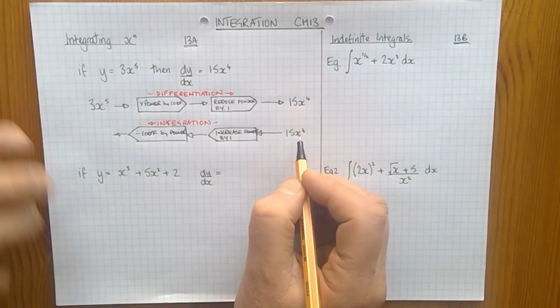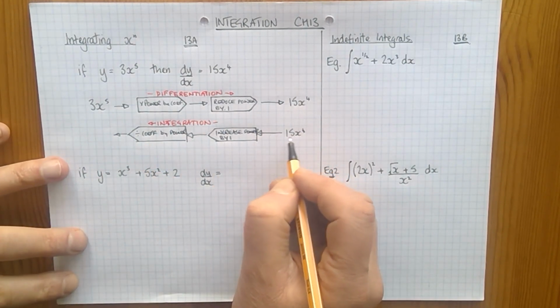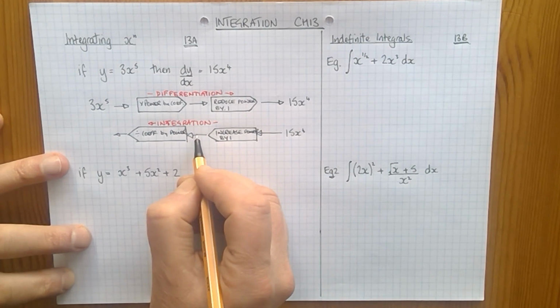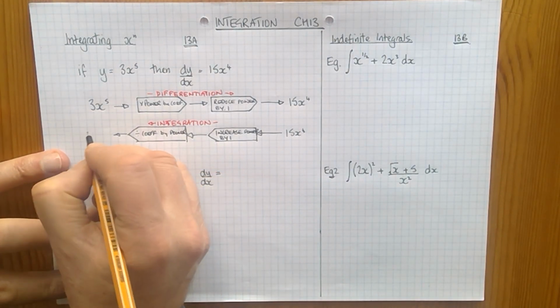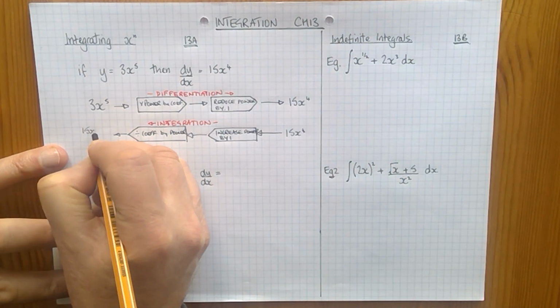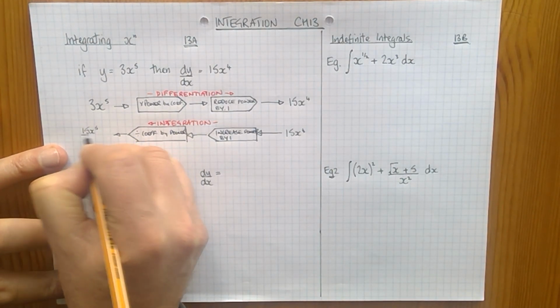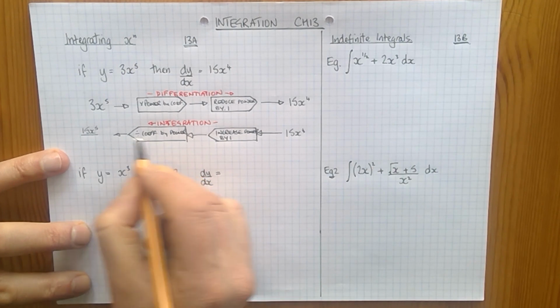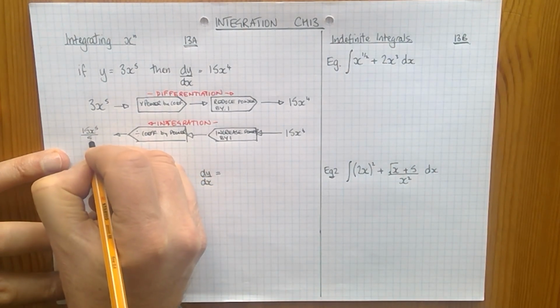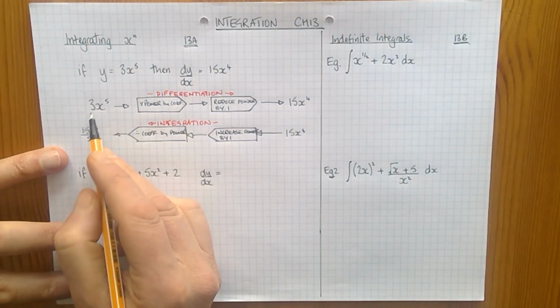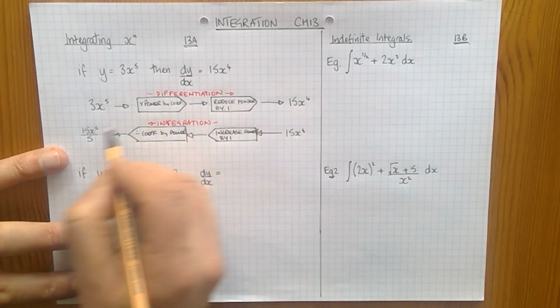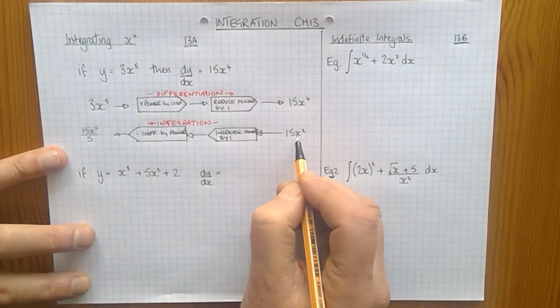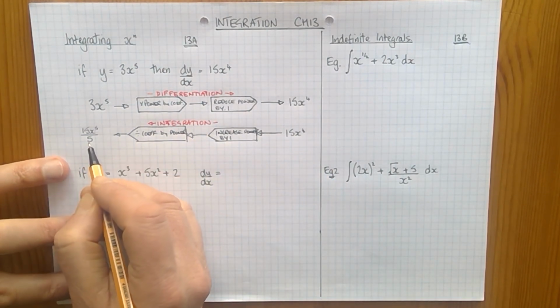So increase the power by 1, so 15x to the power 5. Divide the coefficient by the new power, so that'd be 15x to the power 5 divided by the new power, which is 5. Now 15 over 5, of course, is 3. So you can see, working backwards, how we get from the differential to my original function.